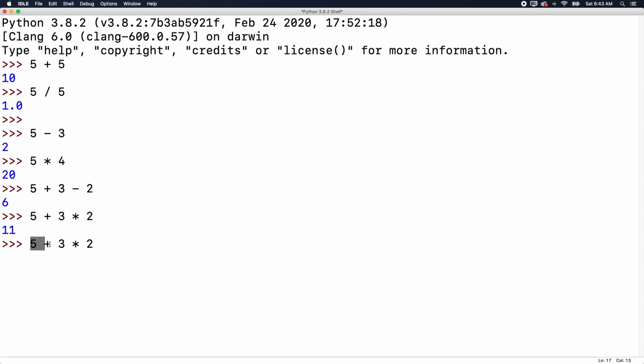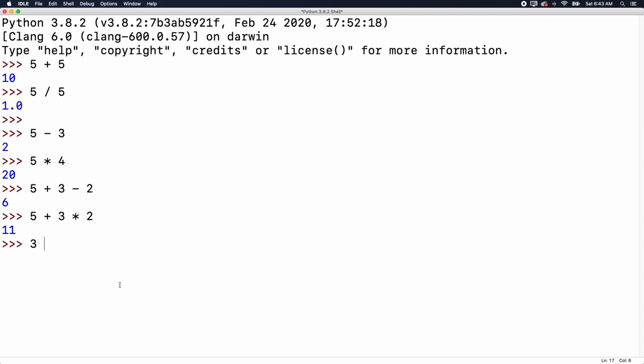So for example, when we say 5 plus 3 times 2, the 3 times 2 actually happens first before the plus. So it's not always left to right. And the rules are that multiplication and division happen first from left to right, and then addition and subtraction. So let's create a complex expression and try to figure out what value is going to be given.